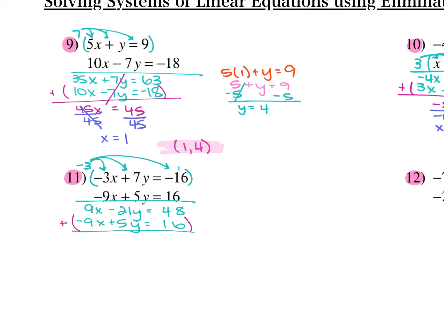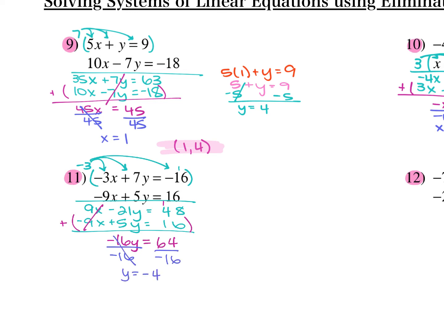So the 9x minus 9x cancels. The negative 21y plus 5y is? Negative 16y. And then 48 plus 16. The 8 plus 6 is? 14. 4 plus 1 plus 1? 64. So negative 16y is equal to 64. Divide each side by the negative 16. And y is equal to?